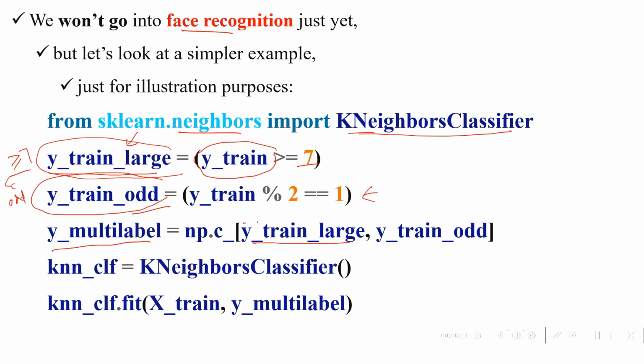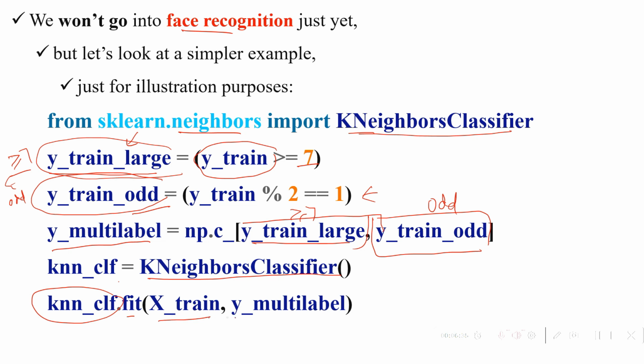So for our model, y_train_large is for greater than or equal to 7, and y_train_odd is for the odd number. Then the KNN classifier: we are going to train the model using KNeighborsClassifier. Then we train our classifier model with the fit function. For the fit function, provide X_train and the corresponding class labels, y_multilabel.